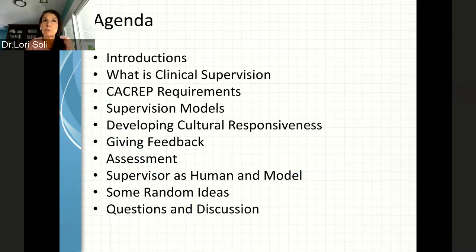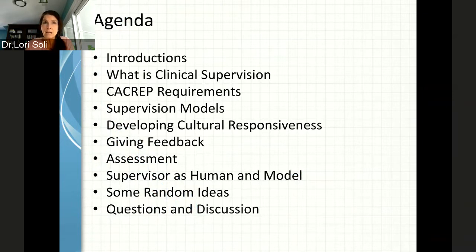So I'm going to start out really quickly with some introductions. You don't need to come on camera to introduce yourself, but in the introductions, we'll just talk about who you are and what your intersectionality is with supervision. We'll talk a little bit about what clinical supervision is, the CACREP requirements, and why many campuses, and certainly the CMHC online campus, require that.